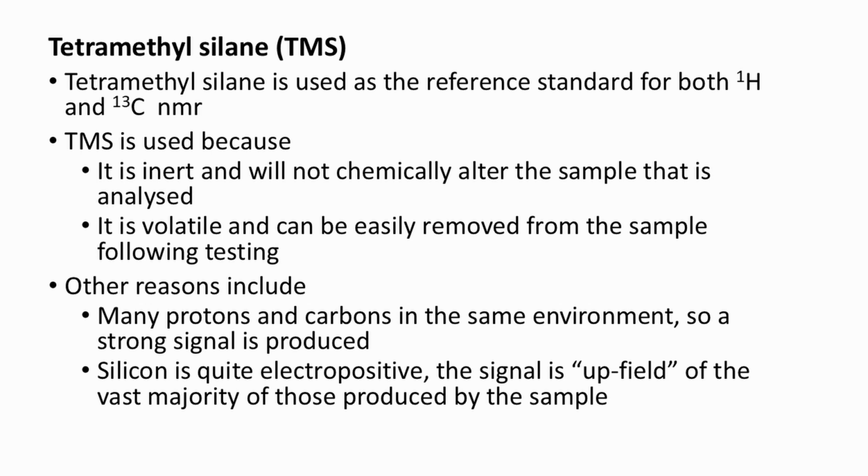When analysing a substance using NMR, the signal produced by an atom is compared to the signal produced by the same atom in a reference. Tetramethylsilane or TMS is used as a reference standard for both Proton NMR and carbon-13 NMR. TMS is used because it is inert and will not chemically alter the sample that is analysed. It is volatile and can be easily removed from the sample following testing.